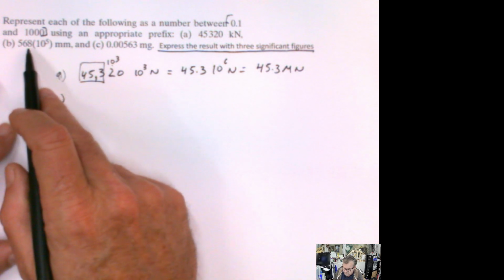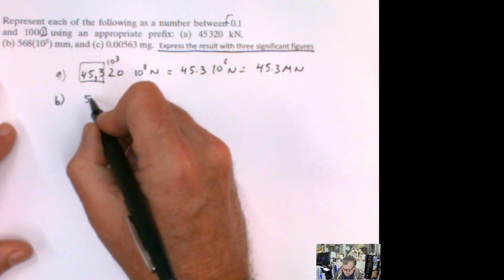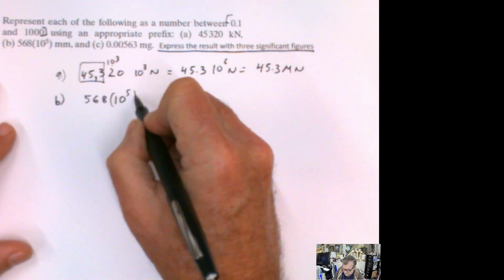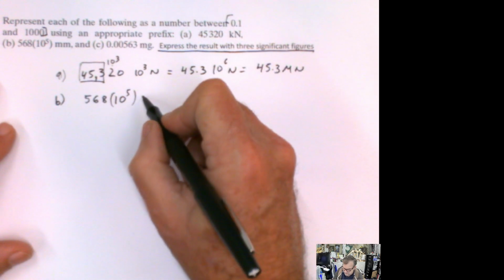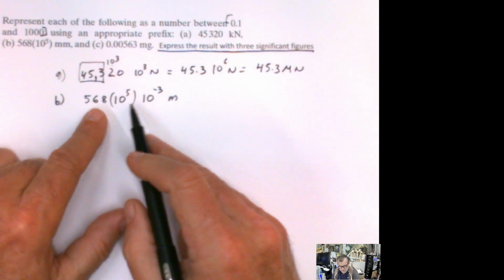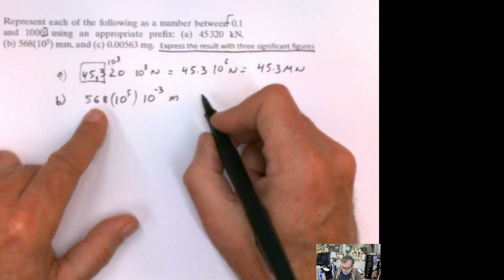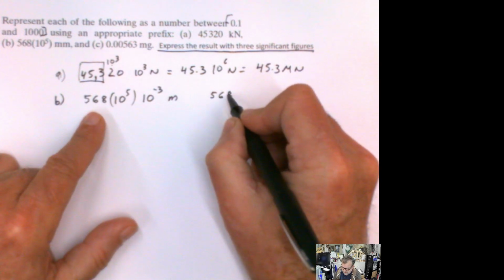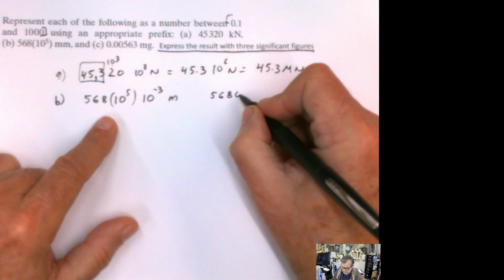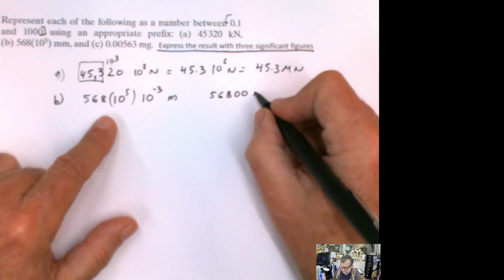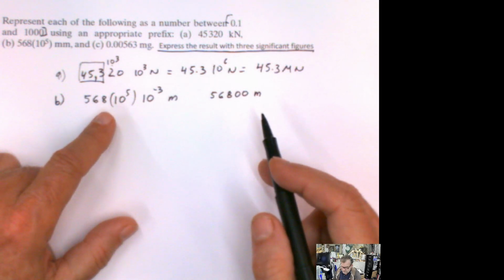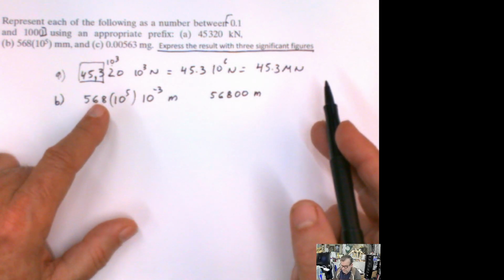Now we have this 568, 10 to the 5 millimeters, 10 to the negative 3 in meters. Now when you multiply these two, then you will have 5, 6, 8, 10 to the 5 negative 3, let's say two zeros in meters. And now we have to express this in three significant figures, but also has to be in the appropriate prefixes.